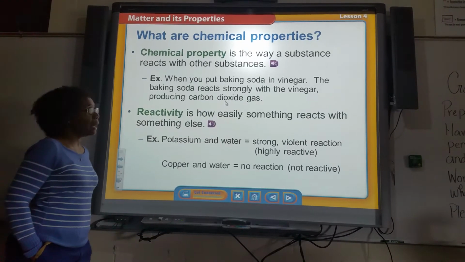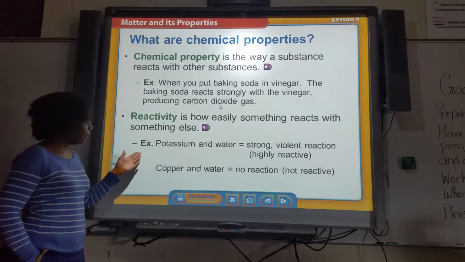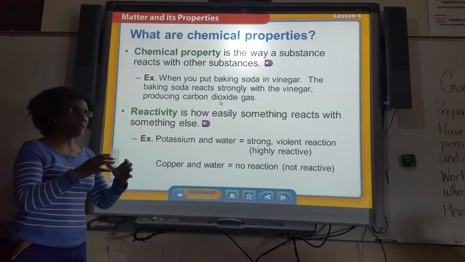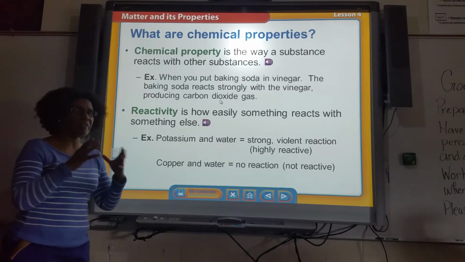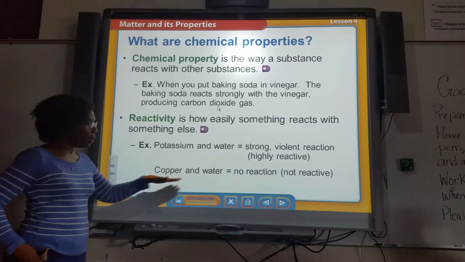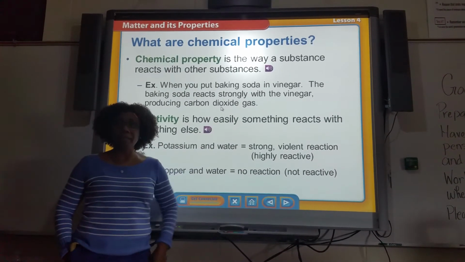Reactivity is how easily something reacts with something else. An example of this, boys and girls, is potassium and water. When you put those together, they react very strongly, very violently. They also give out sparks, okay? Copper and water has no reaction, so it has no reactivity.